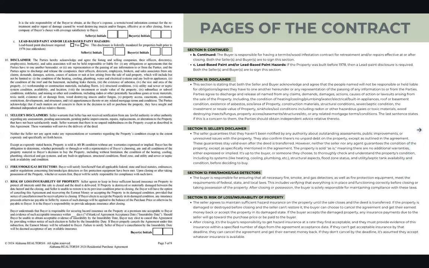Section 11 is the seller's disclaimer. So the seller guarantees that they haven't been notified by any authority about outstanding assessments, public improvements, or unresolved issues with the property. They confirm that there's no unpaid debt on the property, except as outlined in the agreement. These guarantees stay valid even after the deed is transferred. However, neither the seller nor any agent guarantees the condition of the property, except as specifically mentioned here. The property is being sold as is, and that means there are no additional warranties.